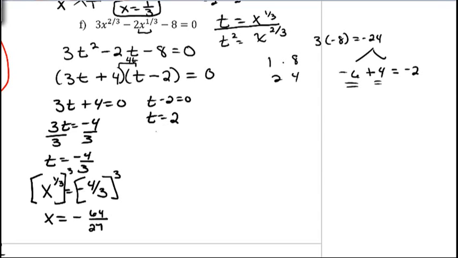Do the same thing with the 2. So it's going to be x to the 1/3 equals 2. And so to get this so that it's x to the first, we would have to cube both sides. And so that gives you 8 as the second solution there.